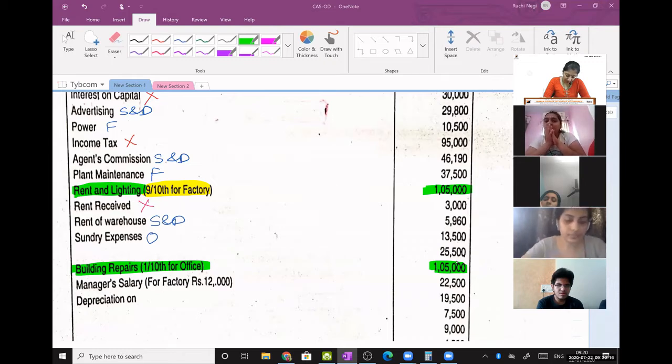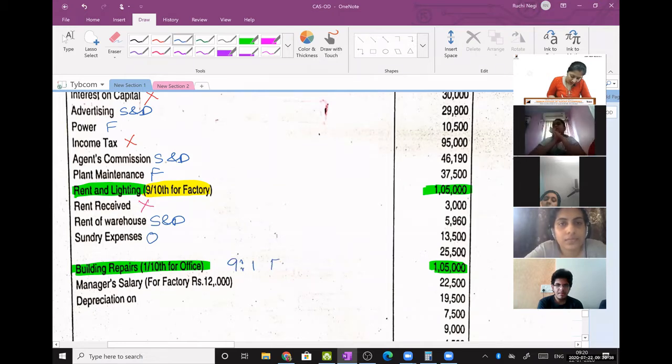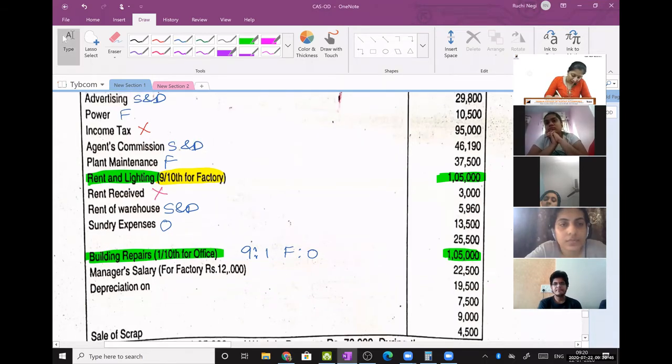Shruti, 9/10 to building, but factory, yeah. Ruchi, Tanisha, Swapnil, okay, fine. Great. Yeah, 9:1. That is a better option to write. 9:1, that is factory to office. Great. Yeah. Next, manager's salary.